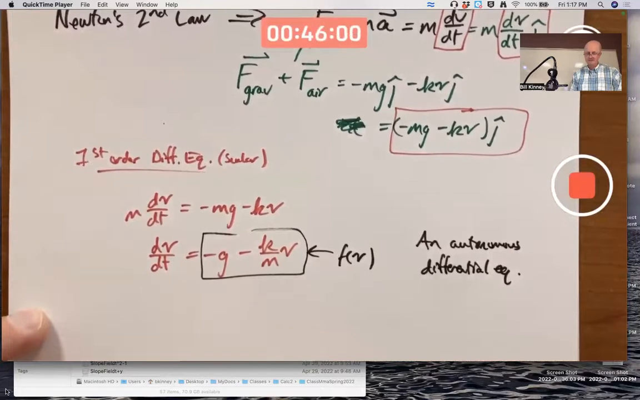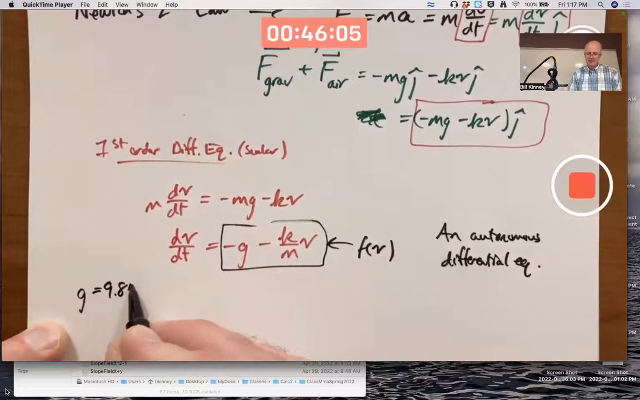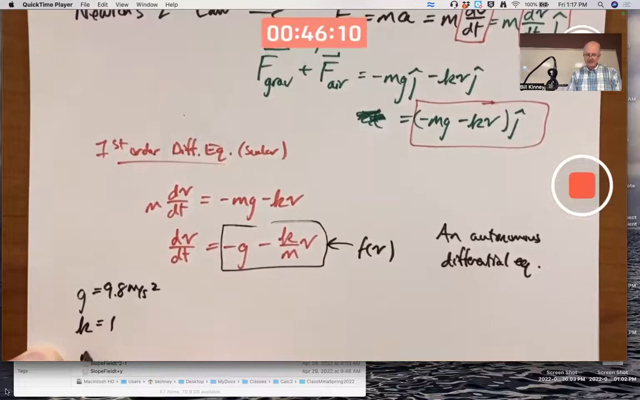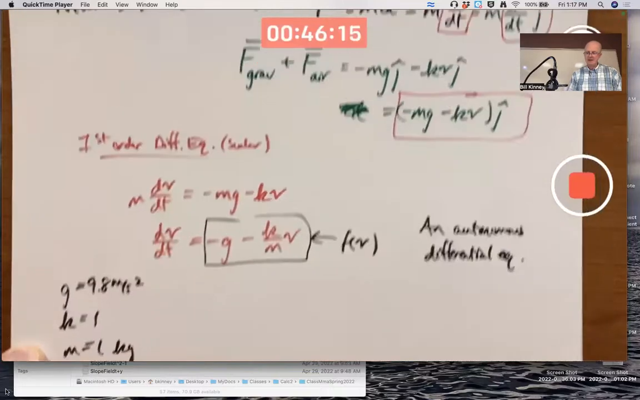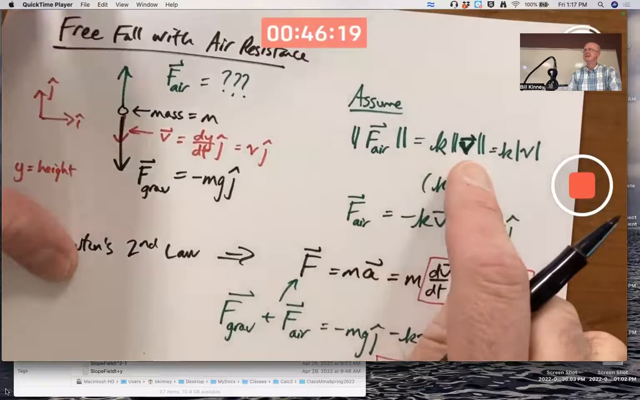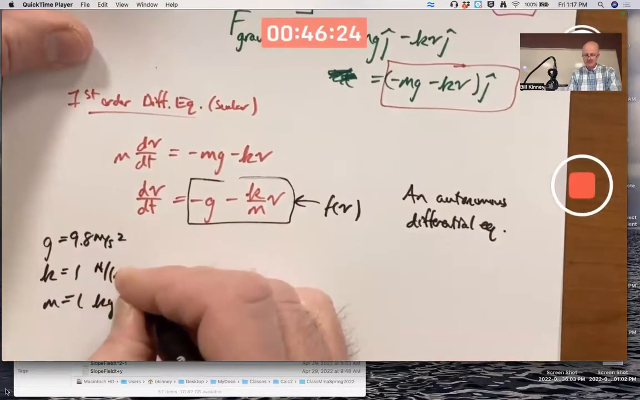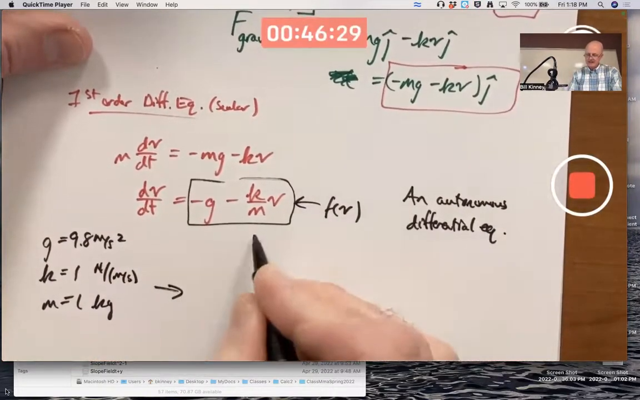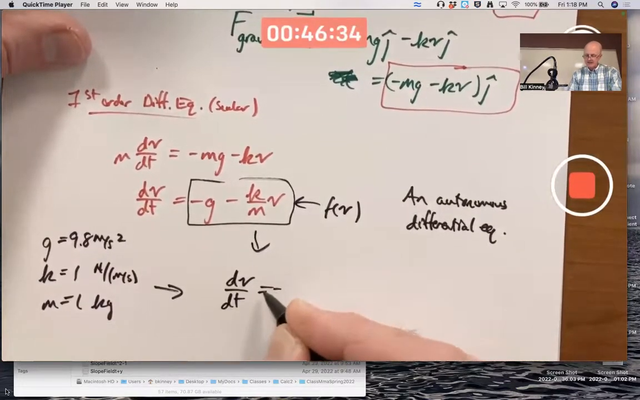Let's solve it. Might be nice to use particular numbers. We'll use standard numbers, 9.8 meters per second squared for g. K and m, let's just take to be simple, 1. M would be in kilograms. K technically would be, if you're interested, in units of force per unit of velocity. Newtons per meter per second. It's not a big deal. I'm not going to test you on that. If I use these things, then the equation becomes this.